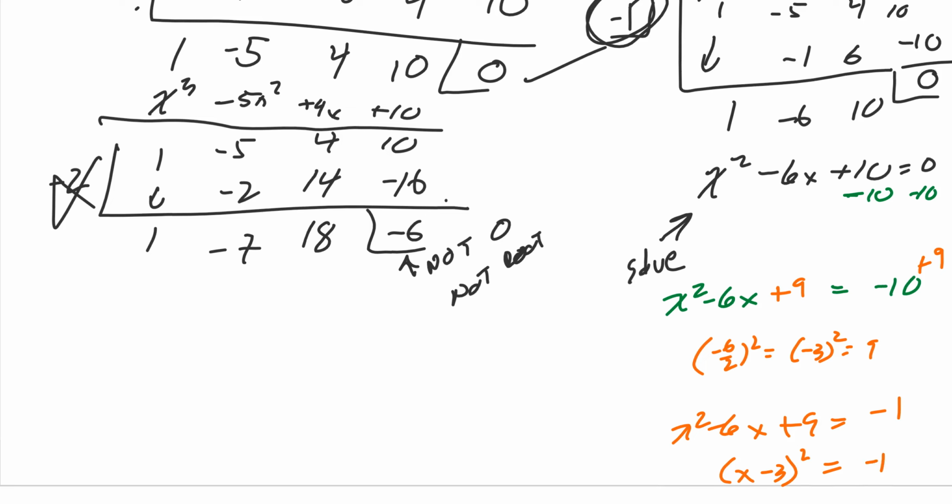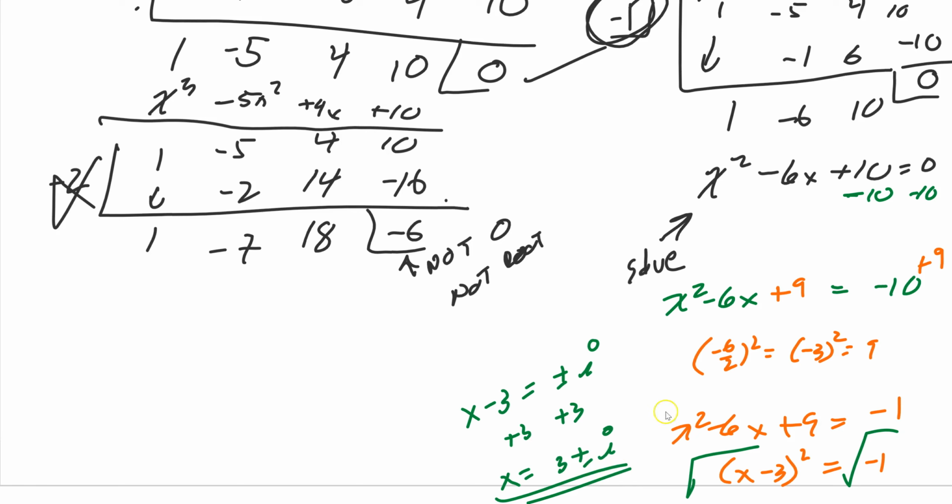Now we gotta solve this, because that's the whole point. I'm trying to find the zeros. So let's solve this thing. Take the square root of both sides. The square root of negative 1 is i. So I'm gonna get x minus 3 equals plus and minus i. Add 3 to both sides. x equals 3 plus and minus i.